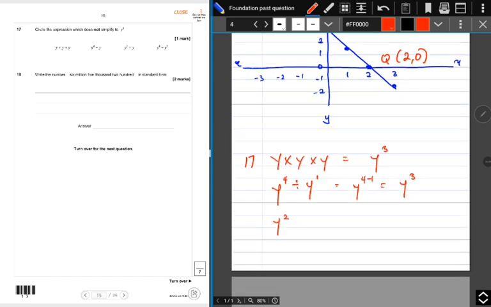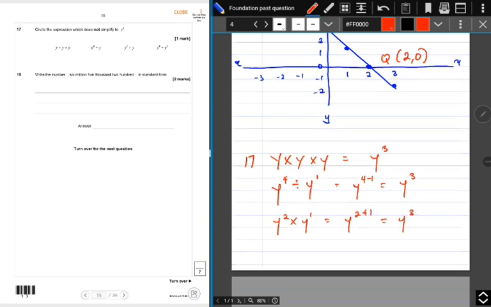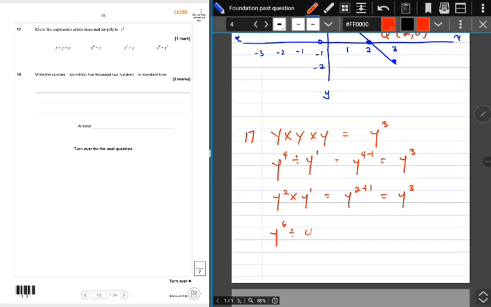So y raised to power 2 times y raised to power 1, we can actually write y raised to power 2 plus 1, which is going to give us y raised to power 3. And the last one, y raised to power 6 divided by y raised to power 2, which is going to be y raised to power 6 minus 2, y raised to power 4. So our answer is this.